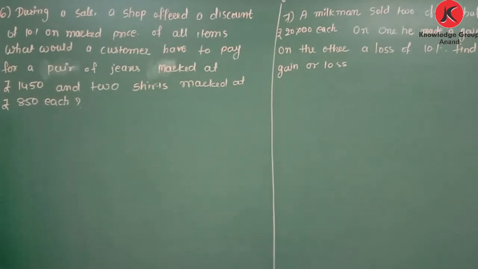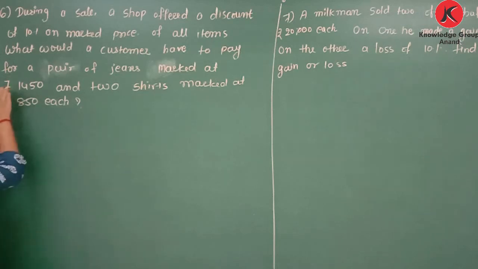Let's take the next example. 6. During a sale, a shop offers a discount of 10% on a marked price. 10% is the discount offered by the shopkeeper. What would a customer have to pay for a pair of jeans marked at rupees 1450 and two shirts marked at 850 each?